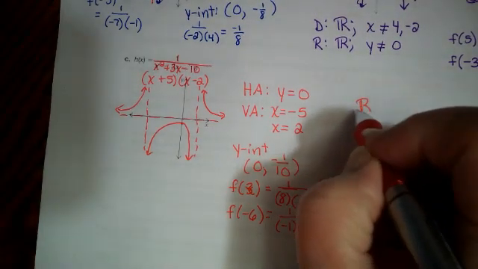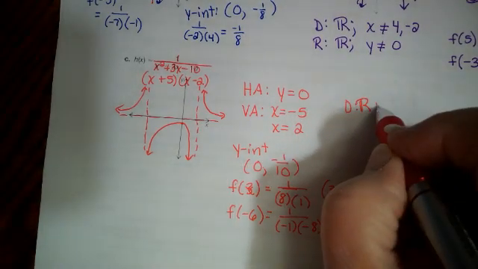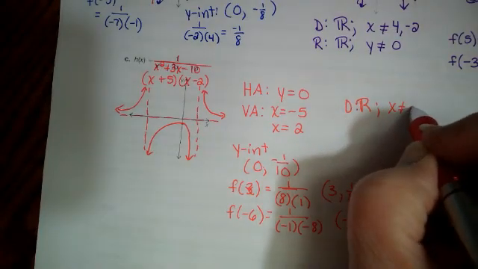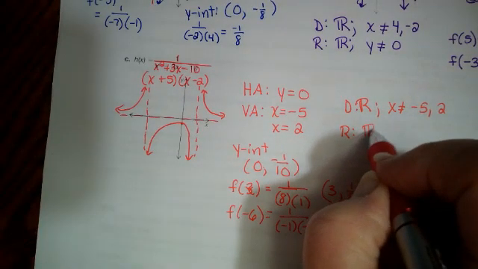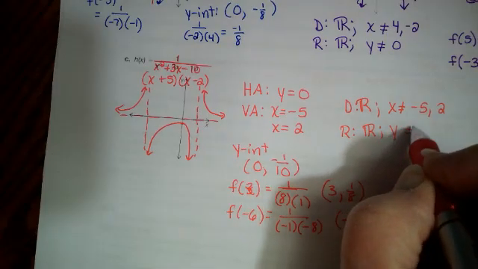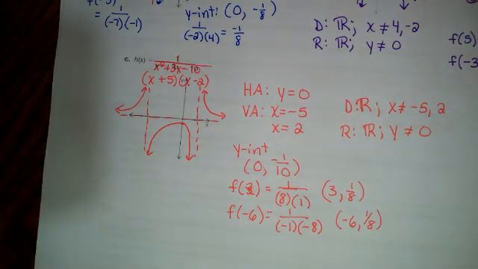Domain, all real numbers except for those asymptote lines. Your range, all real numbers except for the asymptote line. So that's getting us off to a good start on the rational functions that are not the parent function transformations. In our next video, we'll start talking about what to do and how to tell if there are any holes.